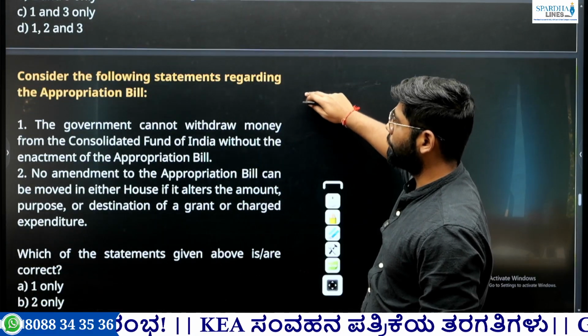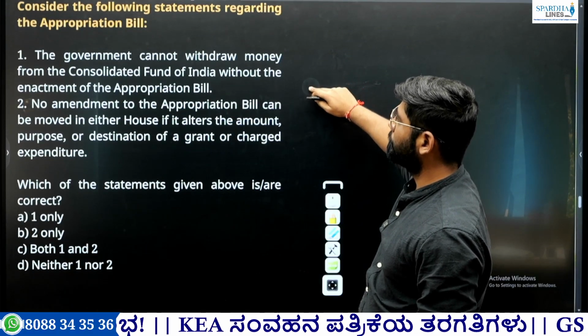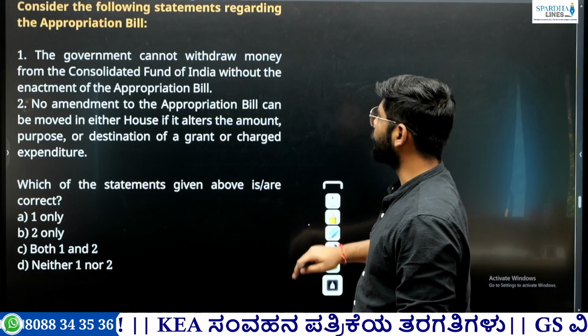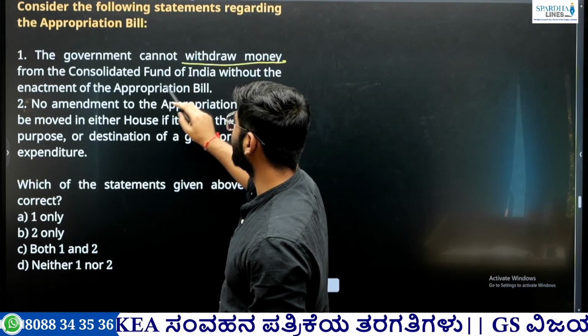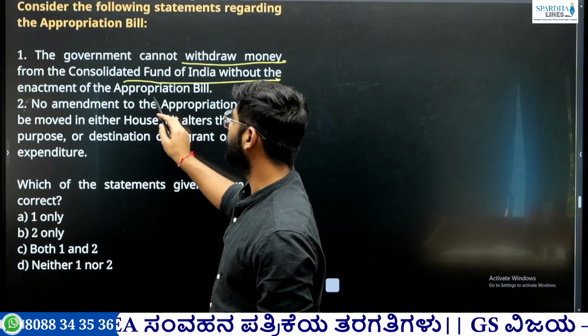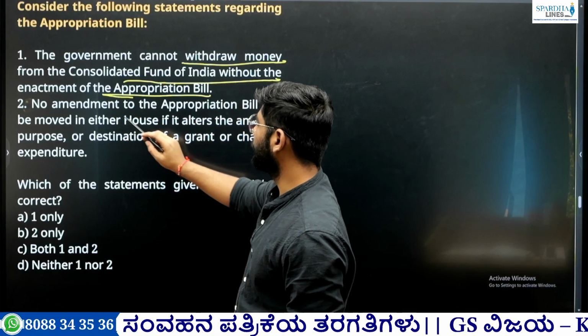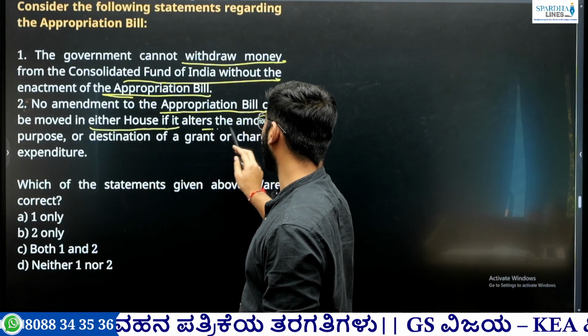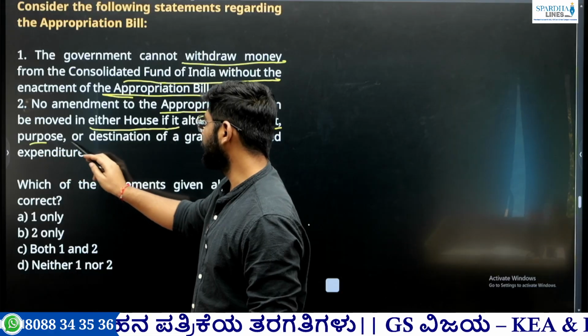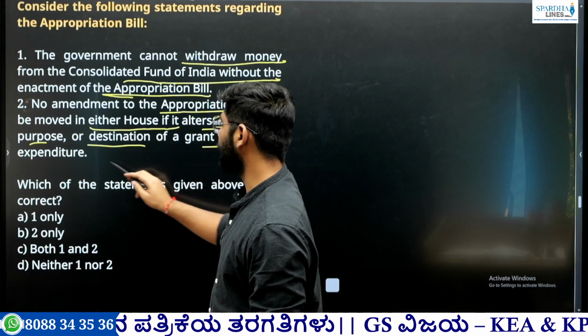The next question is about the appropriation bill. It says, consider the following statements regarding the appropriation bill. First, the government cannot withdraw money from the Consolidated Fund of India without the enactment of an appropriation bill. Then no amendment to the appropriation bill can be moved in either house if it alters the amount, purpose, or destination of the grant or charged expenditure.